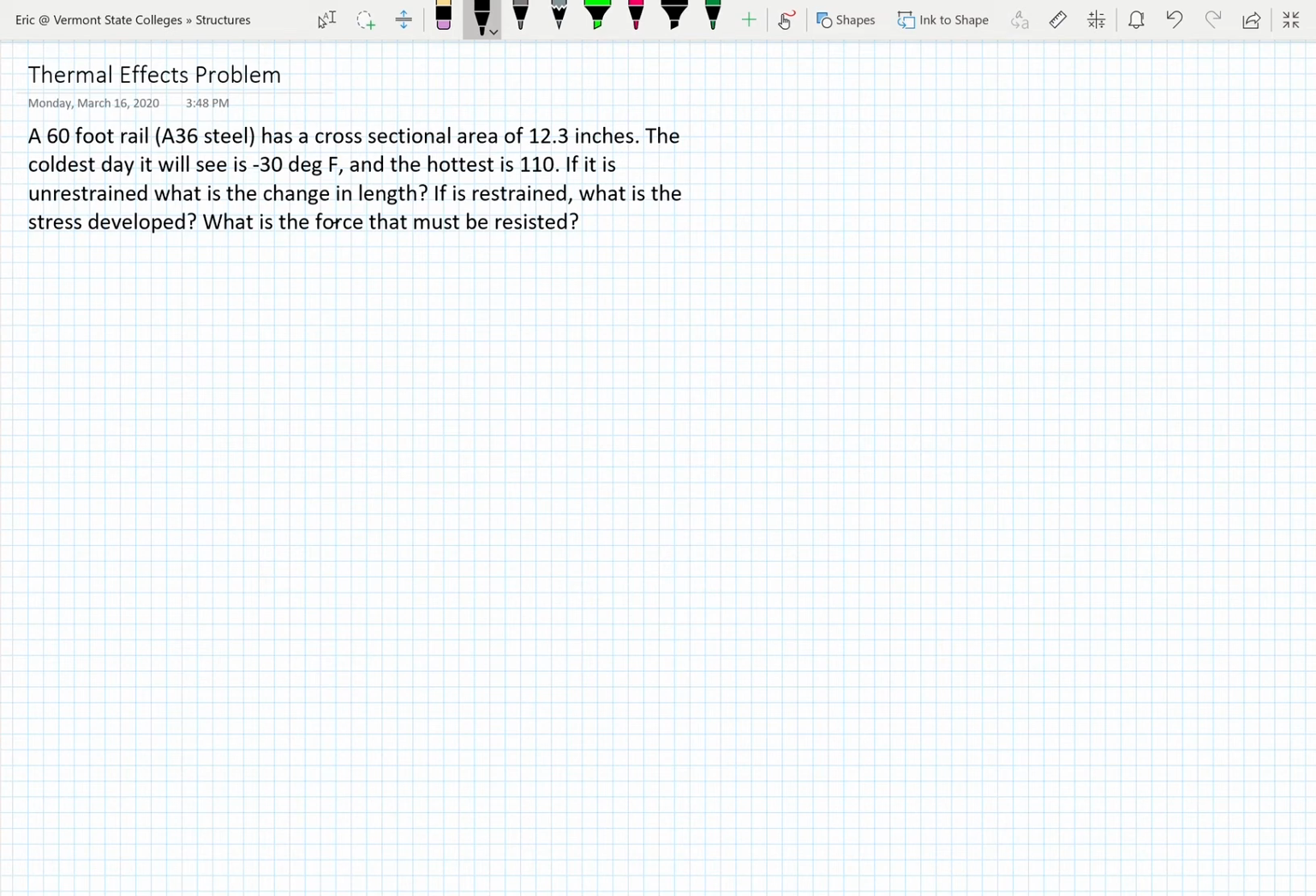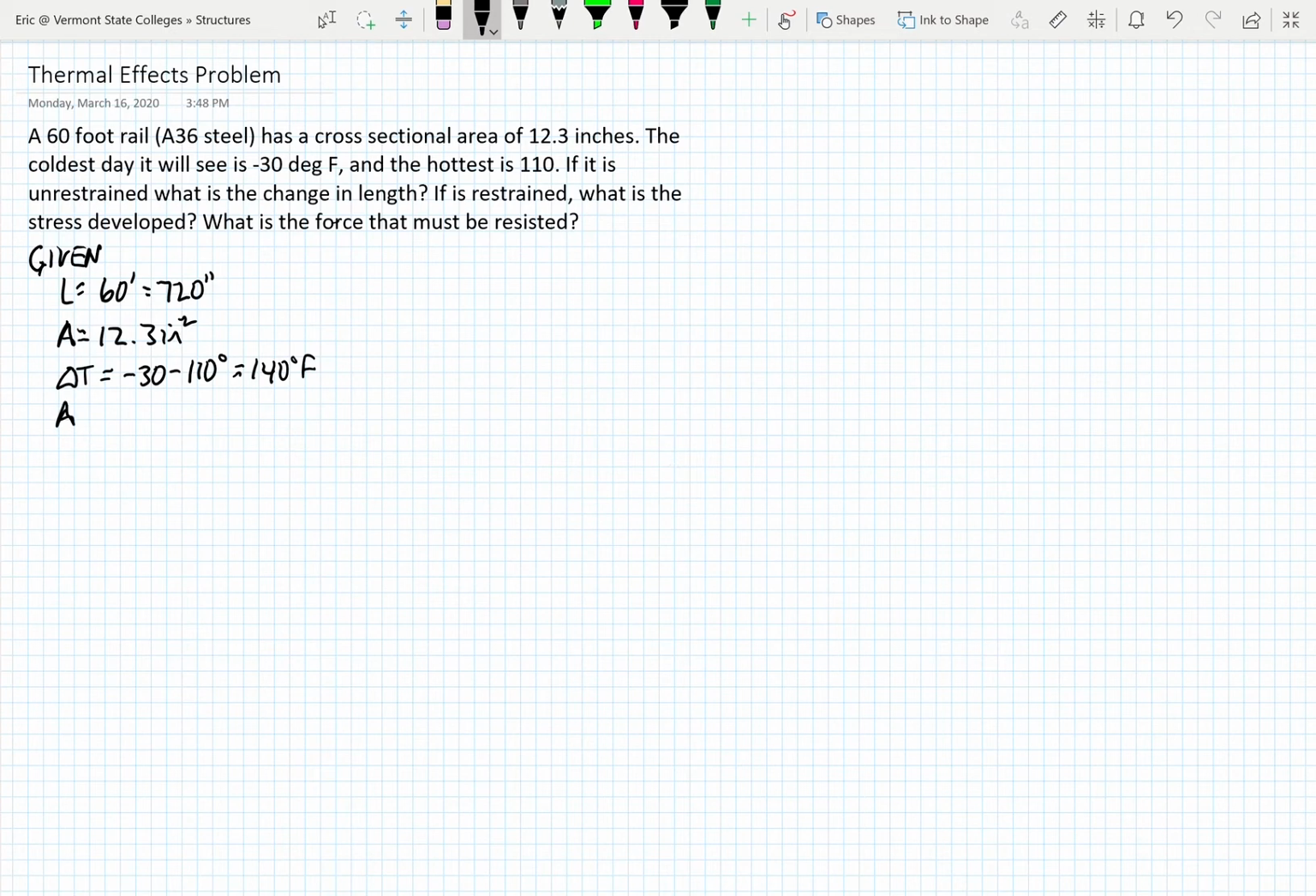Like most problems, all problems, we're going to first give the givens. Given, it's 60 foot, or I'm going to convert it right away to 720 inches. The area is 12.3 inches squared. The change in temperature is 110 minus negative 30, which is 140 degrees Fahrenheit. And we're going to leave it unitless just to understand whether it expands or contracts. This is the maximum movement.